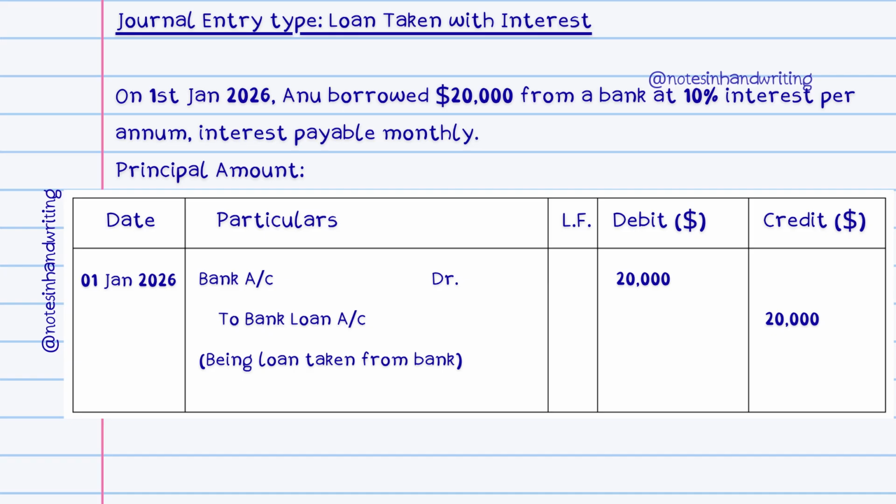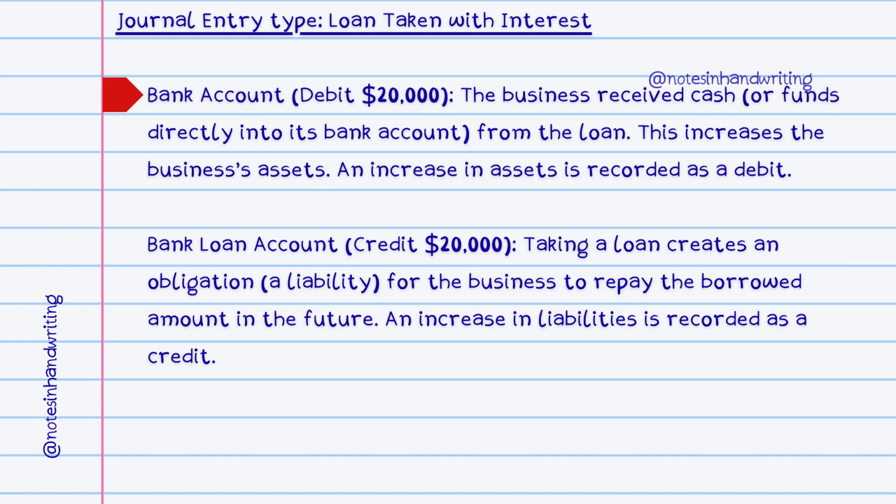The accounts involved are the bank and the bank loan. The business received the funds directly into its bank account from the loan. This increases the business's assets. An increase in assets is recorded as a debit. Taking a loan creates an obligation for the business to repay the borrowed amount in the future. An increase in liabilities is recorded as a credit.